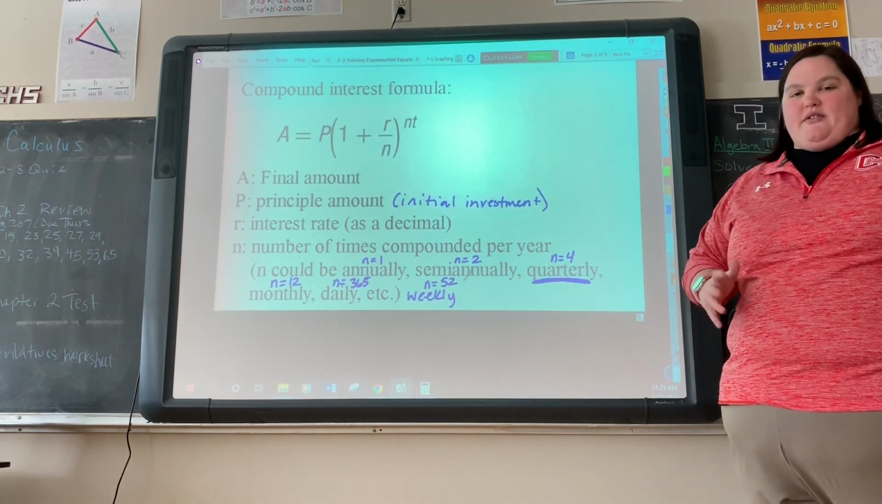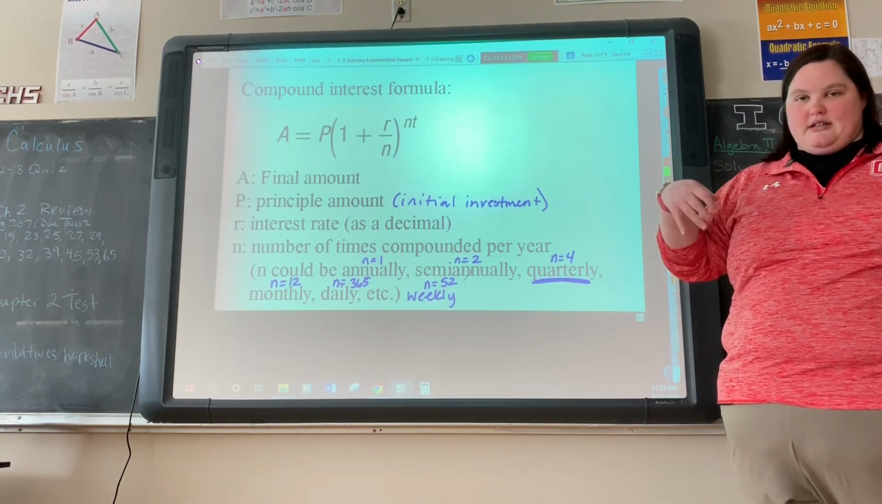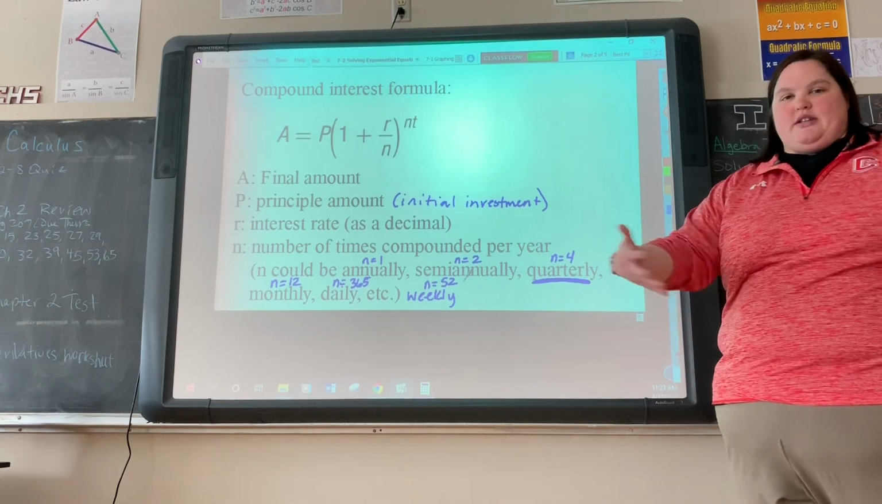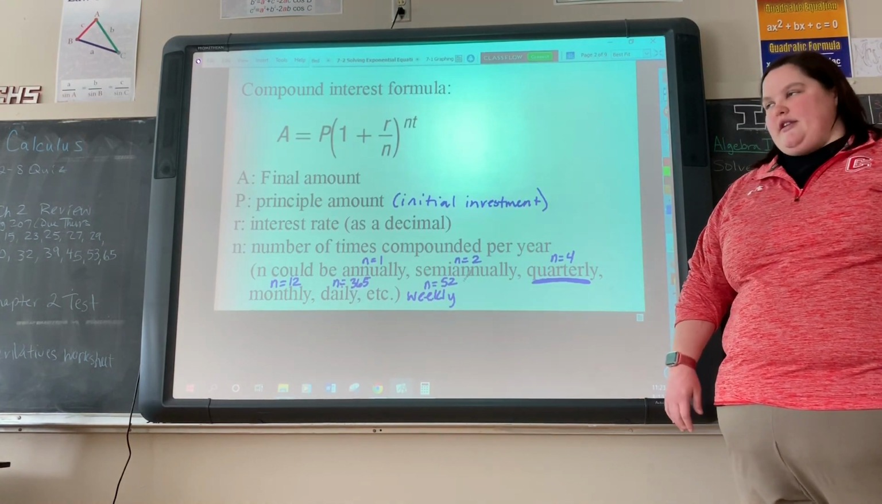Bi-monthly would be every other month, so instead of 12 it would be 6. Bi-weekly would be every other week, so instead of 52 it would be 26. Those are a couple more that you'll see.